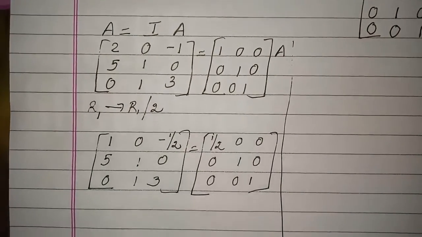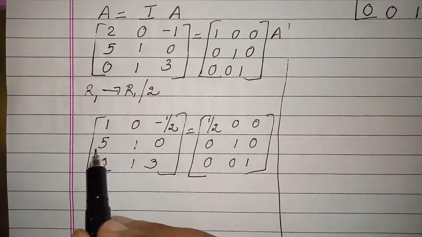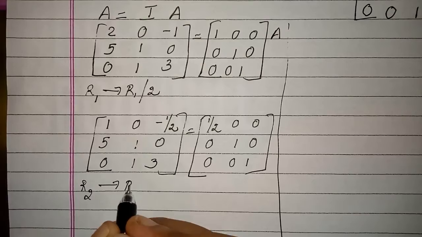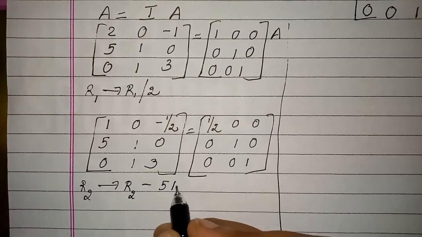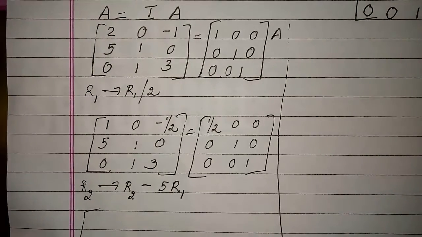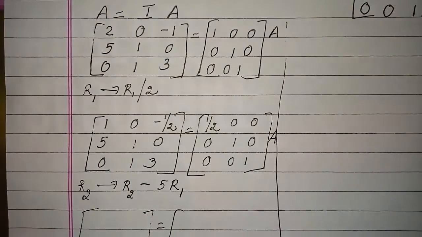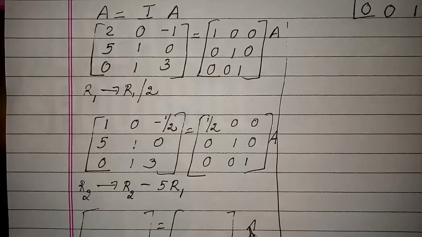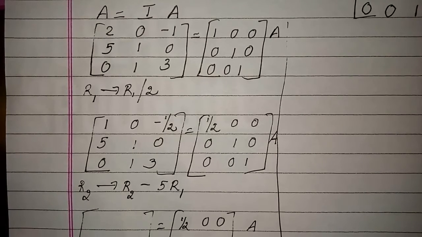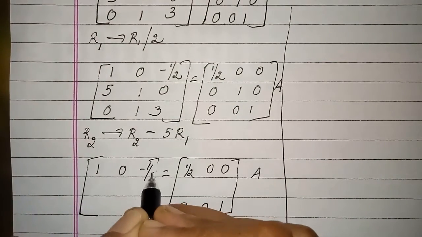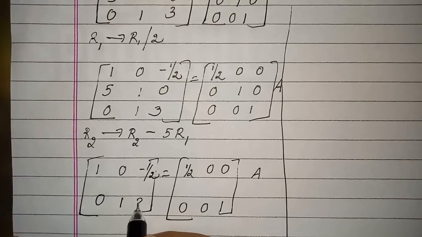Is it okay, children? Now I want to make this 0. This 0 already is there. So what will I do? R2 minus 5 R1. Now whichever row is not touched, that row you have to write as it is. That row you write first. R1 no change. R3 no change.